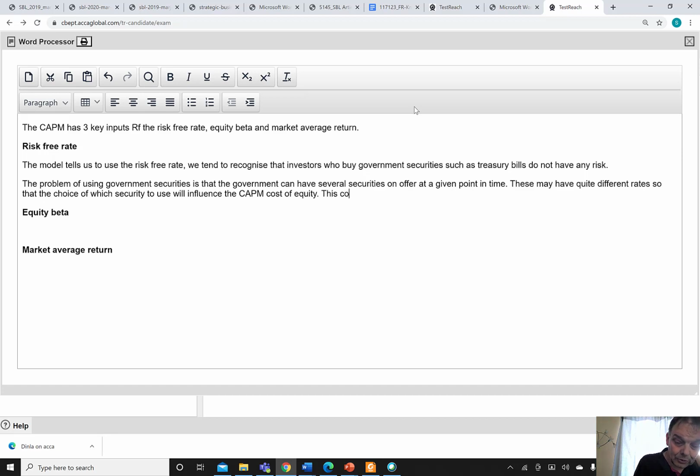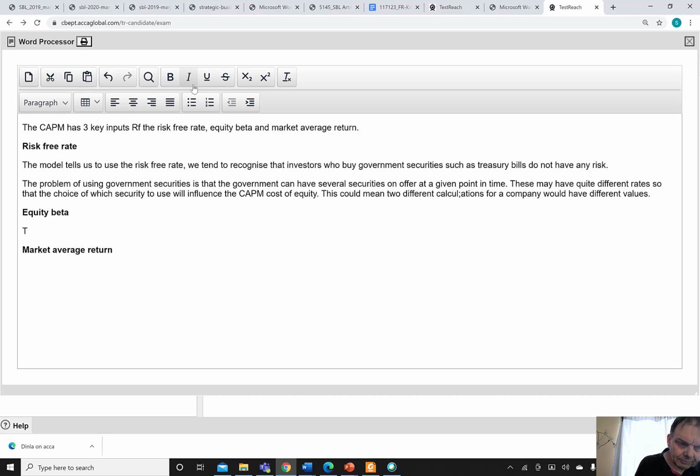This could mean two different calculations for a company would have different values. So a fairly straightforward answer there, I think. It's just spelling out what the problem is and then what is it that makes it a problem.